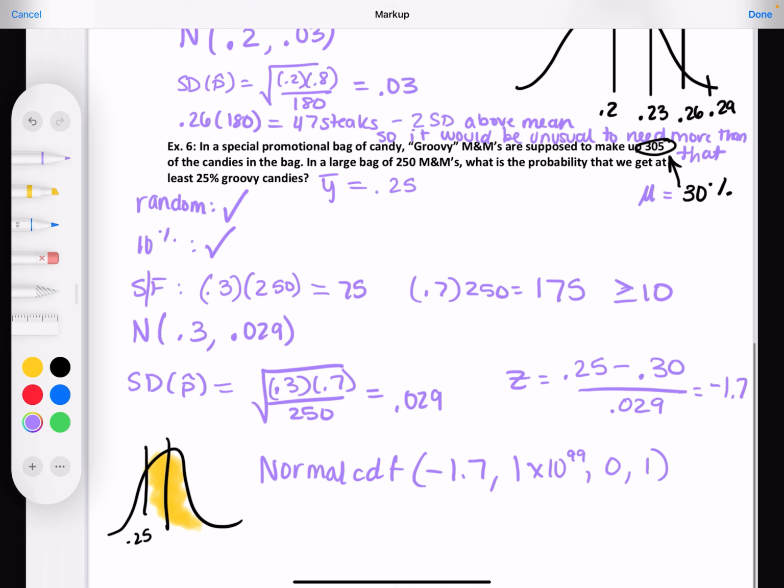I have a question. This is probably a dumb question, but we're using normal CDF because it's a normal model, and we're also using 0 and 1 because it's a normal model. So what if I change that? Would it no longer be a normal model? Well, you wouldn't get the same answer. 0.955. We can use this because it's a normal model.